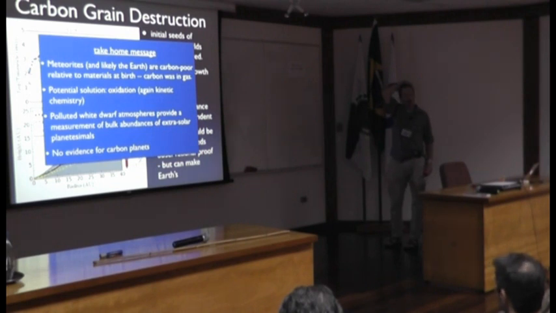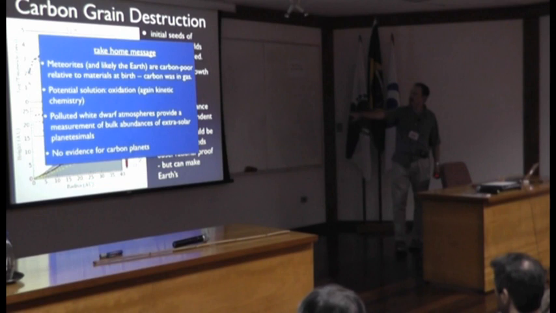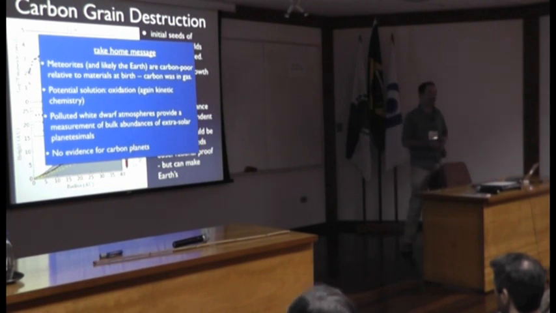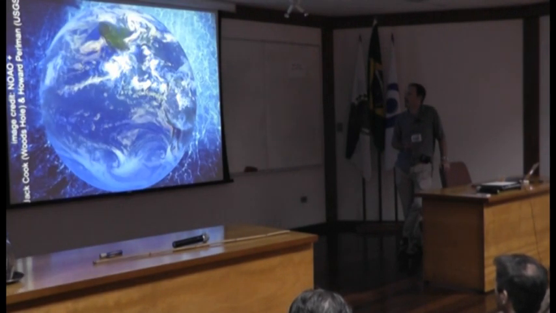The polluted white dwarf atmospheres provide a measurement of the bulk abundance of other solar planets, of extrasolar planets, and there is no evidence for carbon-rich planets. Now, maybe there's some way to stop this process from happening, but again, it's suggestive that there's an actual physics mechanism. So this is the plot I showed earlier.